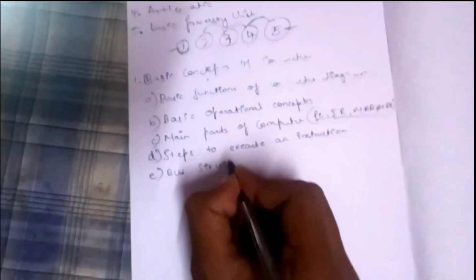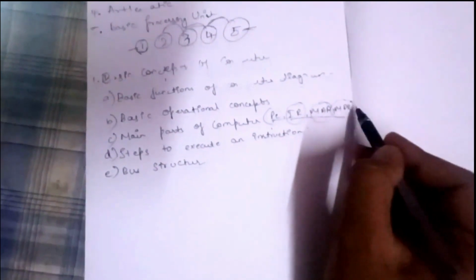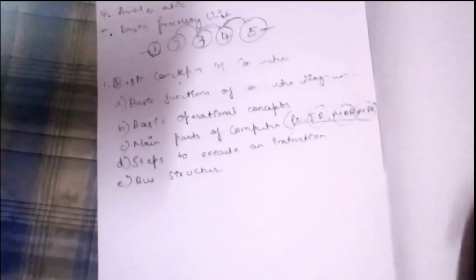And the fifth question will be bus structure. Bus structure is also very important, because for main parts of computer you have to understand their functioning also. What does PC do? PC points to the next instruction in the memory. IR holds the instruction. What does MAR do? It has the address of the instruction. MDR has the data. You have to know what PC, IR, MAR and MDR do. This is important, and bus structure is important.